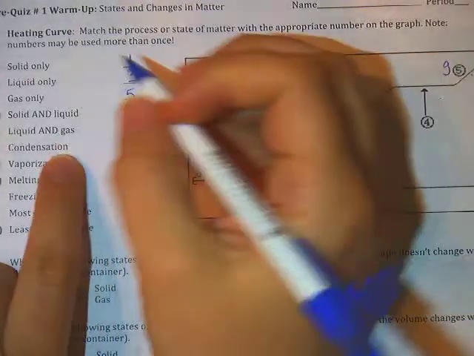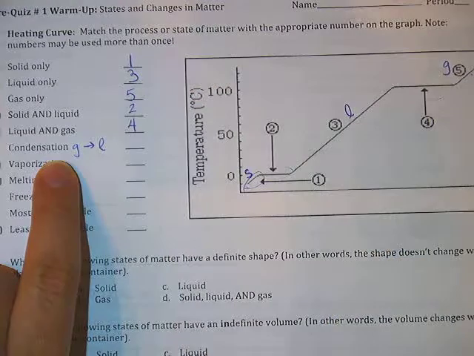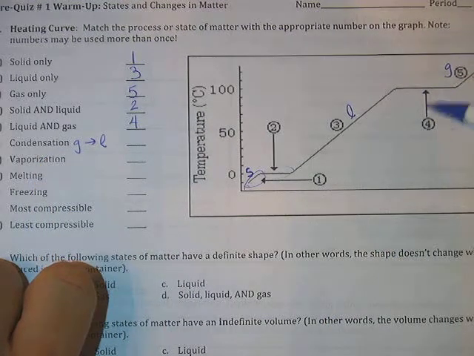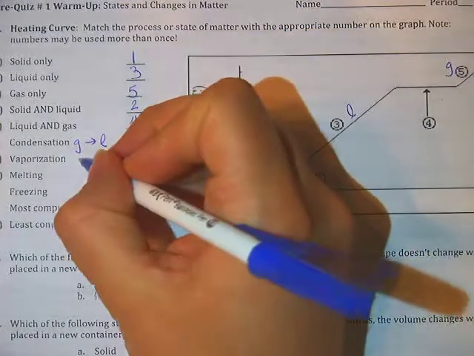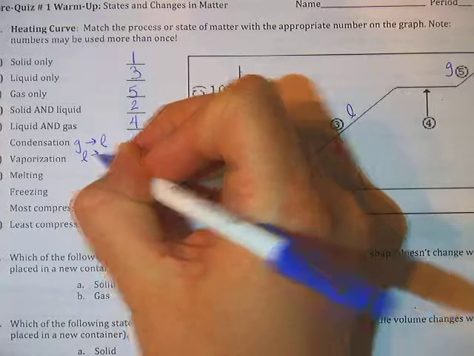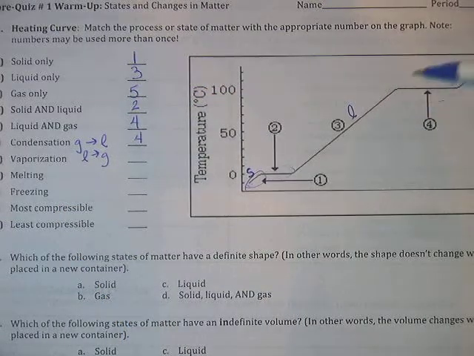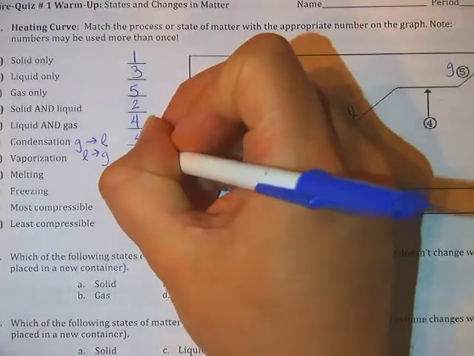So if you know that condensation is when a gas changes to a liquid, that tells you that condensation is going to happen at the space where you have both gas and liquid. So that's section 4. And by the same token, if you know that vaporization is when a liquid changes to a gas, then that tells you that the section with both liquid and gas is my section where vaporization happens. That is also section 4.